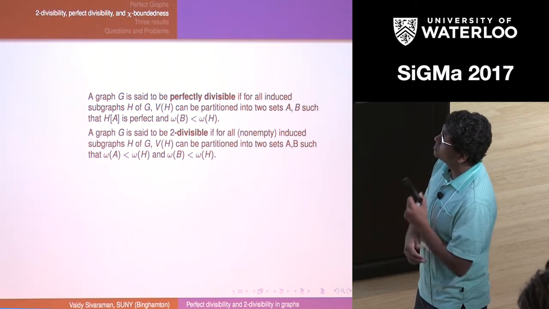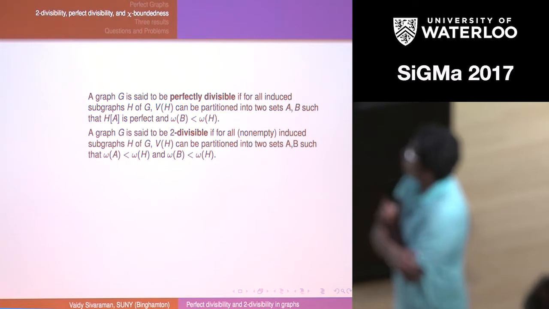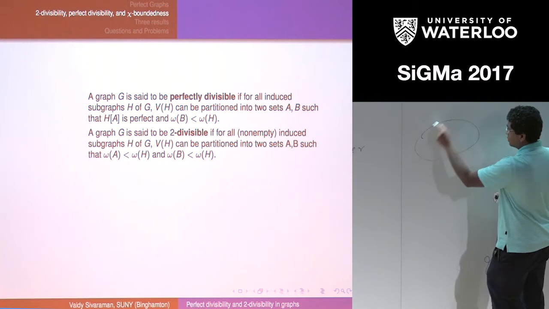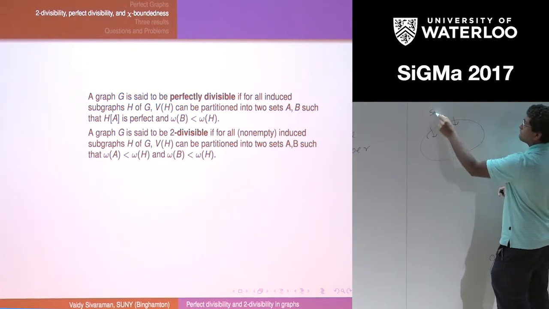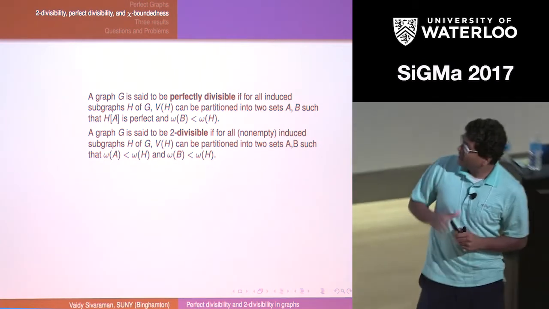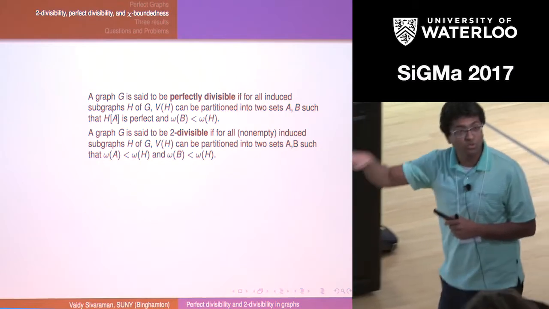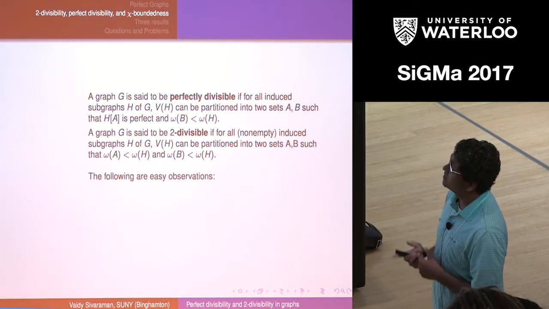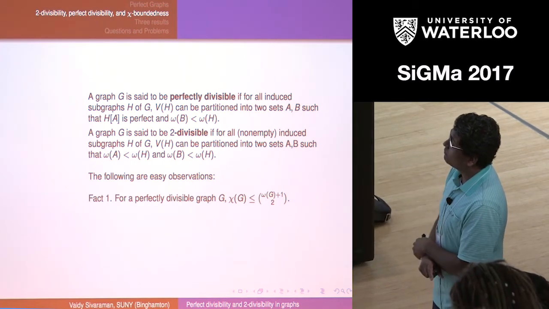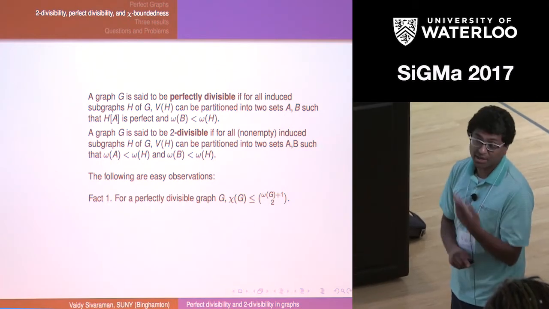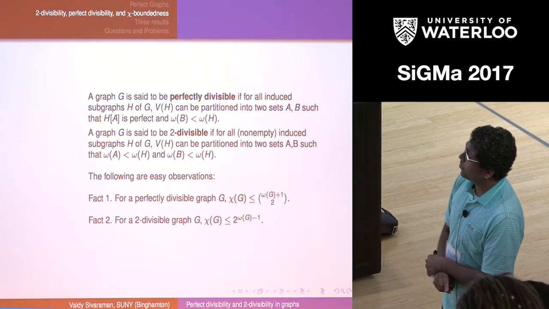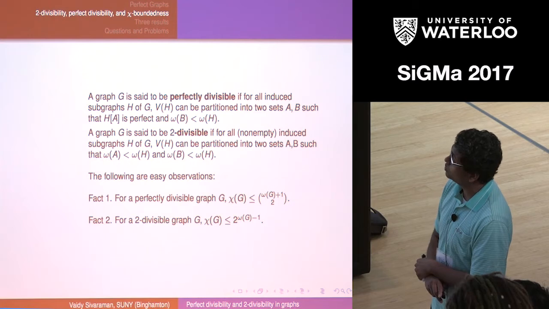And here is a definition due to Hoàng and McDiarmid. So a graph is 2-divisible if you do the same thing, except that you don't care about perfect graphs anymore, so you divide into two pieces, both with smaller clique number. Again, the crucial thing is for all induced subgraphs, so that you can keep doing this. Okay, easy observations. If you have a perfectly divisible graph, you easily get a bound for the chromatic number in terms of the clique number. You get a quadratic bound. And if you have a 2-divisible graph, you can keep doing that, and you get a bound which is 2 to the omega.